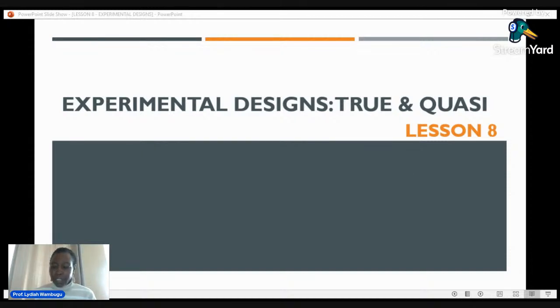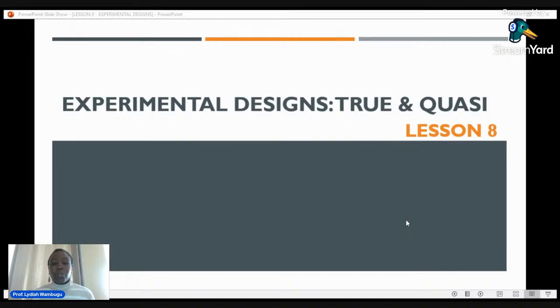Welcome to our class today, where we are going to discuss experimental design. Like we had agreed the last time we were together, we met and we were discussing quantitative research designs. So last time we met, we started looking at quantitative research designs or quantitative research methods design.